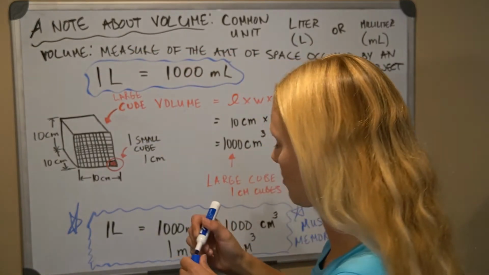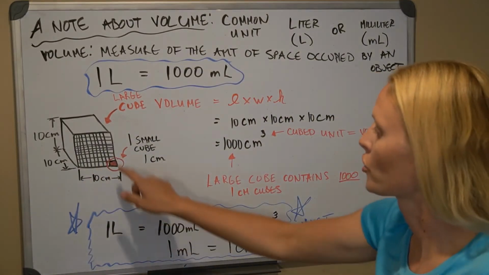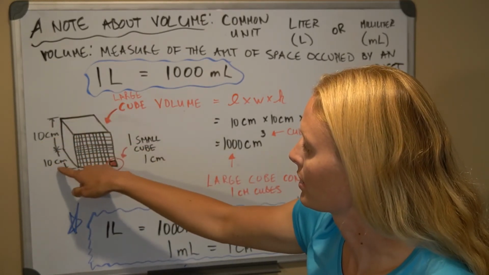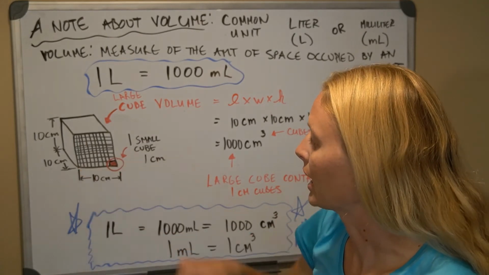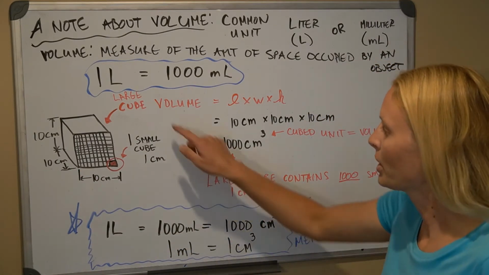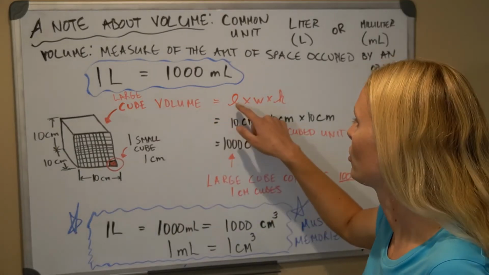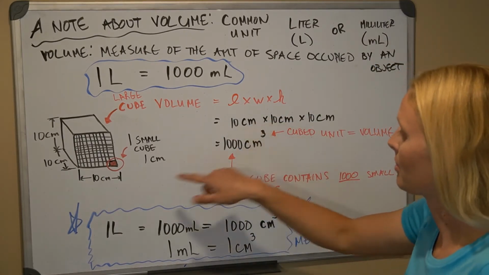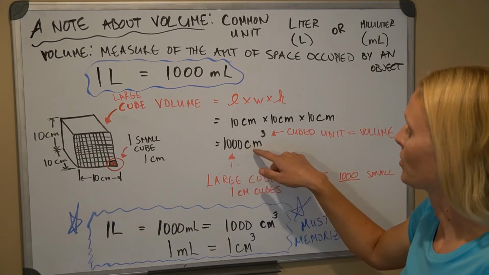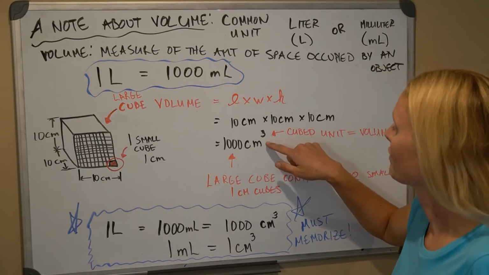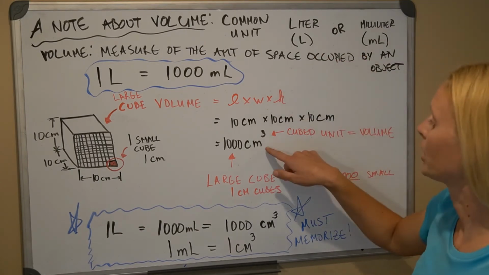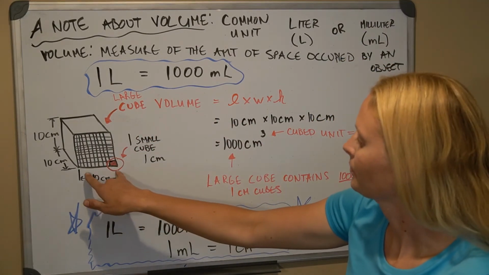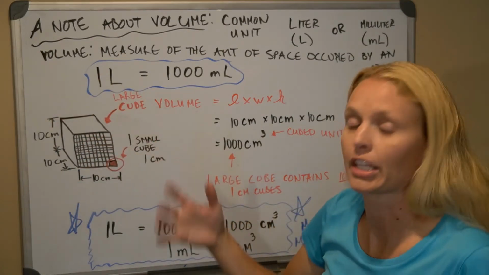Let's consider a large cube here. The large cube outlined in black has a 10 centimeter height, 10 centimeter width, and 10 centimeter length. If I wanted to calculate the volume of the large cube, I would use length times width times height. So I could calculate that as 10 centimeters times 10 centimeters times 10 centimeters, and I would get 1,000 cubic centimeters. We can have units for volume other than liters and milliliters if it's in terms of a distance, meaning the measured distance of the length of the object.